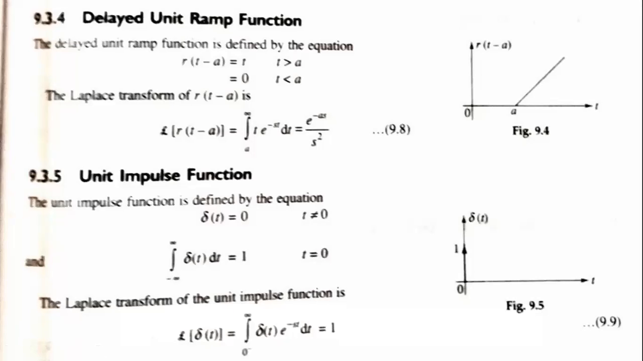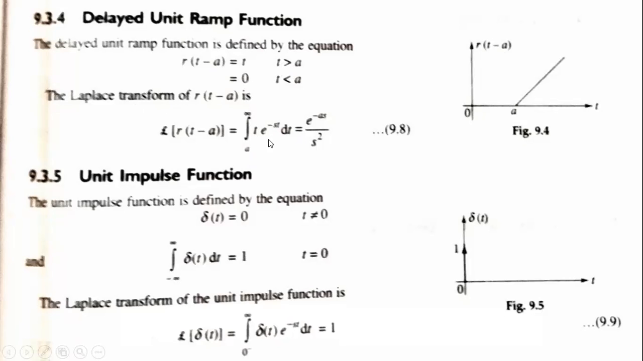Next, the delay will happen with the a part. See here, whenever you have t minus a, it's a delay. You can substitute the value in place of r of t: t minus a when t is greater than a, and 0 when t is less than a. In this way you can apply the Laplace of the delayed or shifted unit ramp function. You can apply the limit of a to infinity.